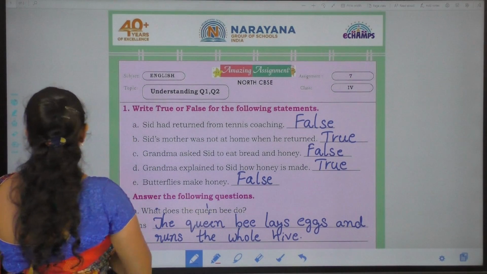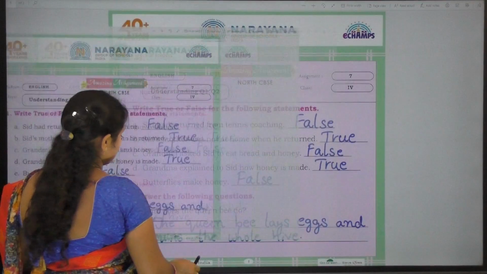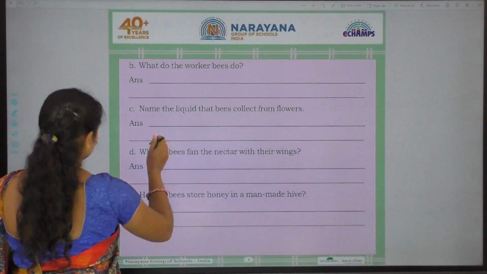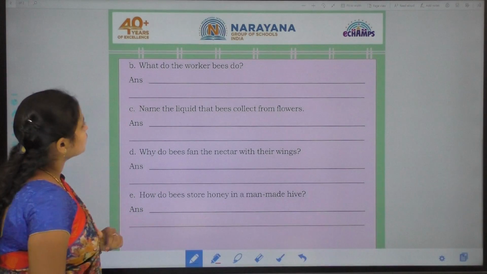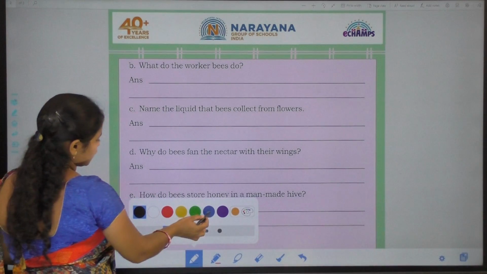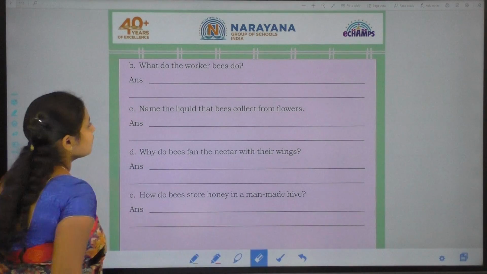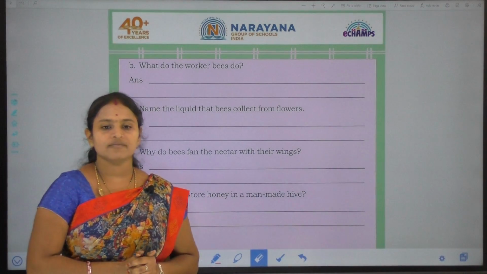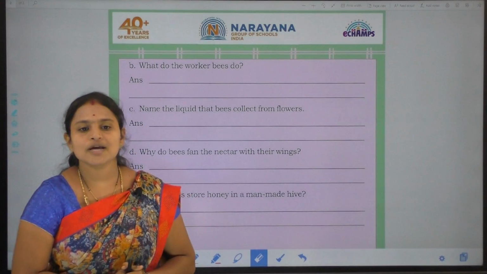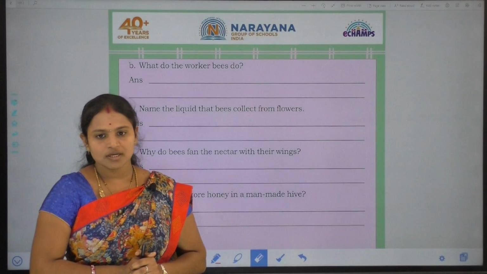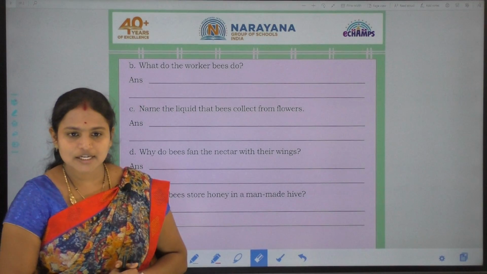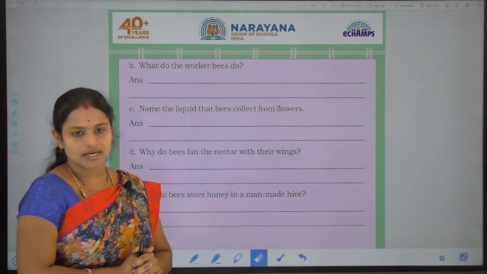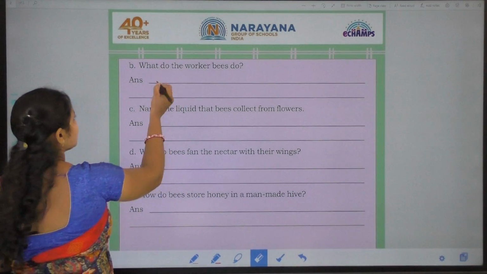So let us see the B question in this. B. What do the worker bees do? So the answer is they take care of different things such as building the honeycombs and cleaning it, feeding the young ones and making honey. What do the worker bees do, children?